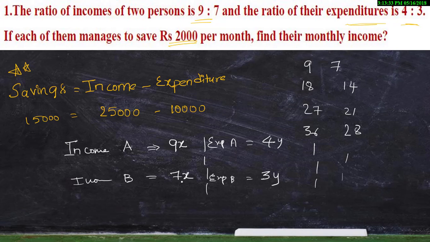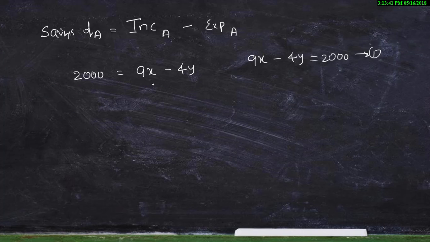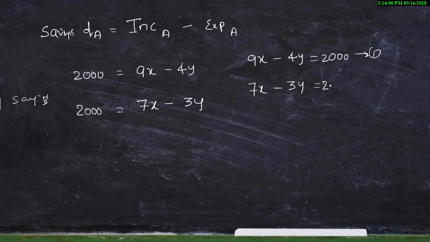Similarly, income of B is 7x and expenditure of B is 3y, and savings of B is 2000 because each of them manages to save 2000. So savings of B is equal to income of B minus expenditure of B, 7x minus 3y. So 7x minus 3y is equal to 2000. Now we have to eliminate one variable, then only can we get the answer easily.